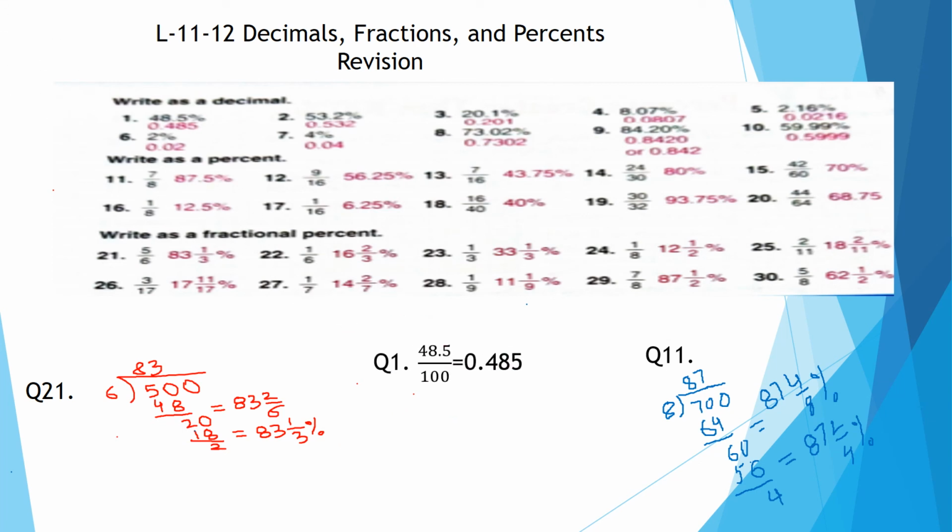Question number 1. Then you can see how to solve this one. 48.5 in percent. That means divide by 100 and convert into the decimal. Just shift the decimal point 1 and 2 places, because 2 zeros are there in 100. Then what is the answer? 0.485. I think this one is clear.